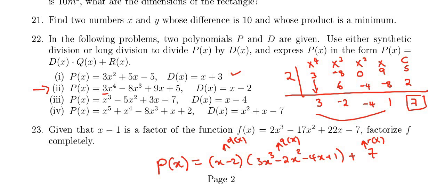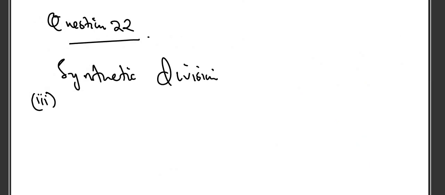Now to do the last one on number 22. They are simply asking us to divide. This is given in a form where the divisor is a quadratic, right? So we'll have no choice than to use long division. The other one has been done already, so now I'll do the last one by using long division.